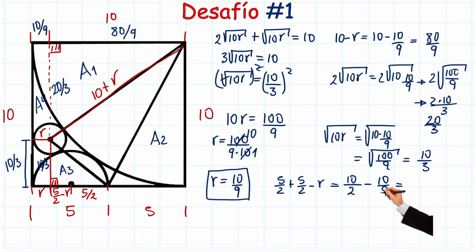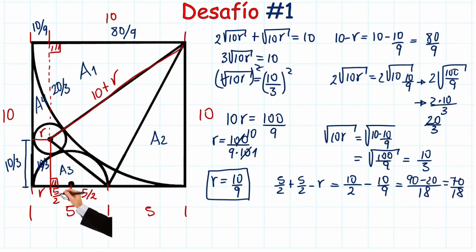So what do we have left? 9 times 2 is 18. 10 times 9 is 90. And 10 times 2 is 20, minus 20 leaves us 70 over 18. Perfect. 70 over 18 is the base of the triangle of area 3.